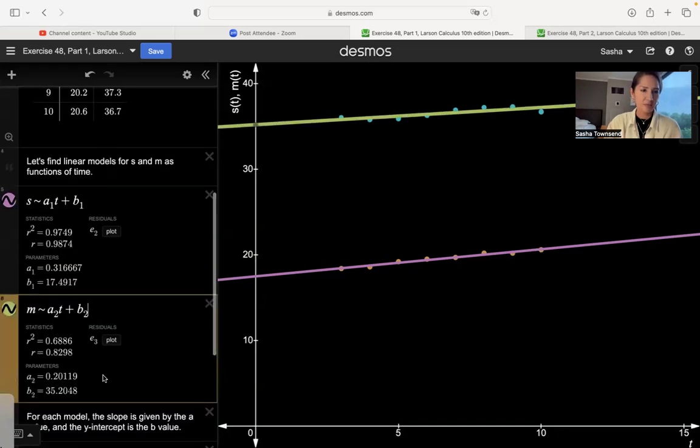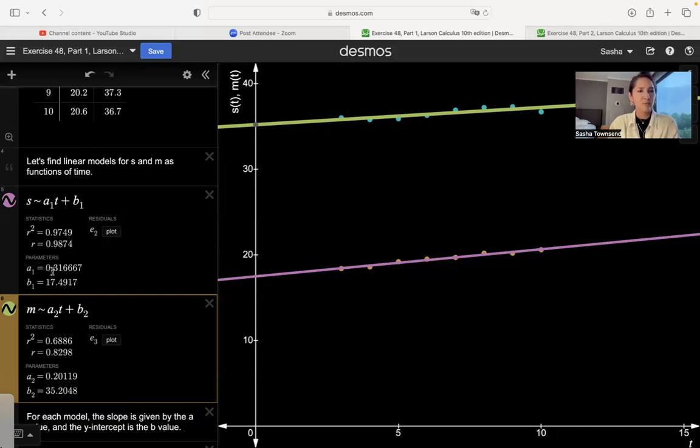And similarly, for the number of married women working in the year 2000, the model says that we've got about 35.2 million married women working in the year 2000. Now the slope is, remember, a rate of change. It's a rate of increase because our A values, our slope values, are positive in both cases.